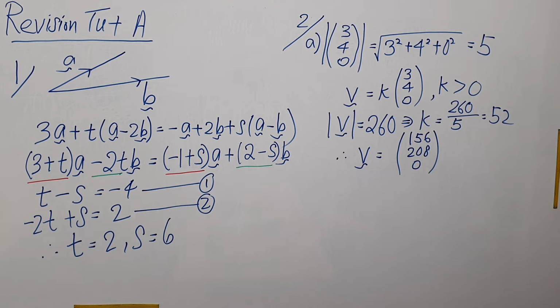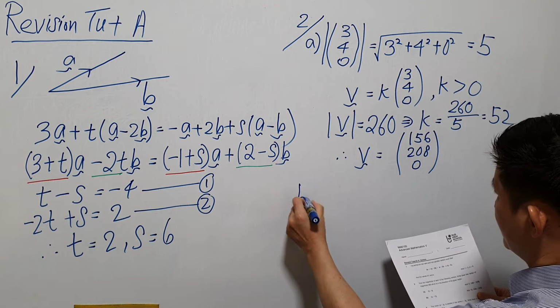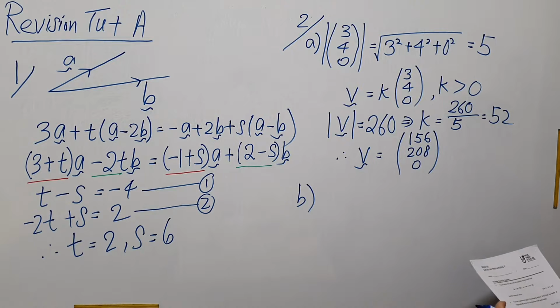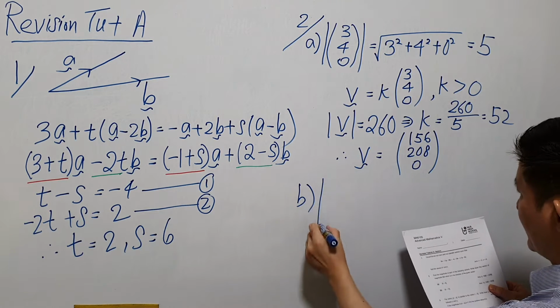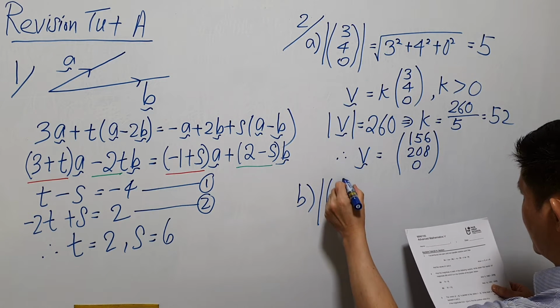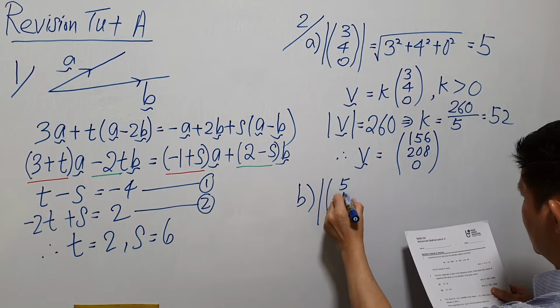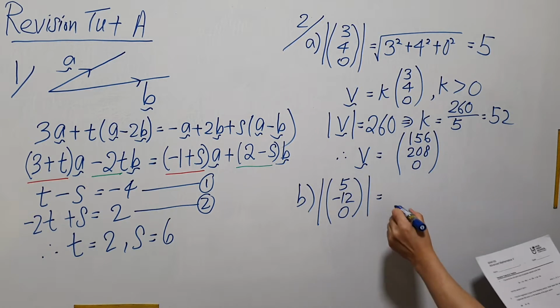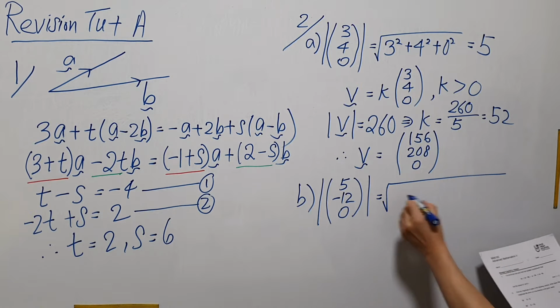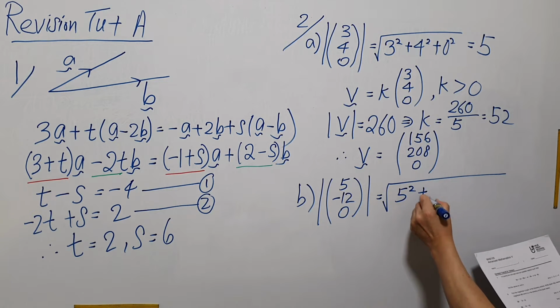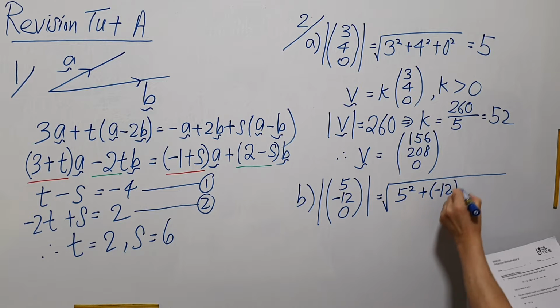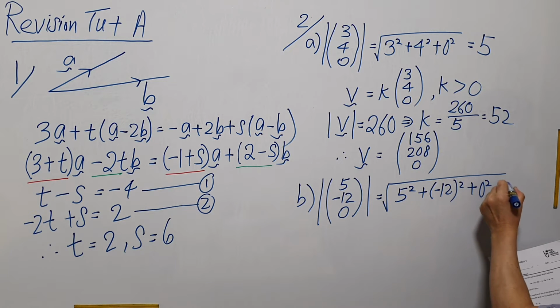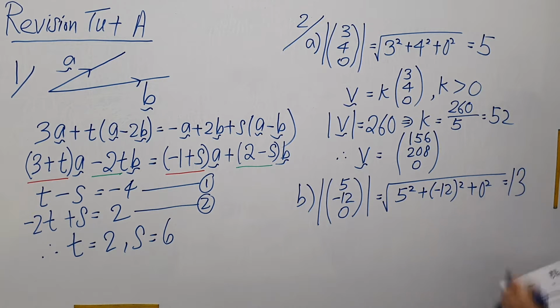And for part b, you're asked to find the magnitude of this vector, imagining that this is again 3-dimensional. You just find the square root of 5 squared plus minus 12 squared plus 0 squared, and this gives you a value of 13.